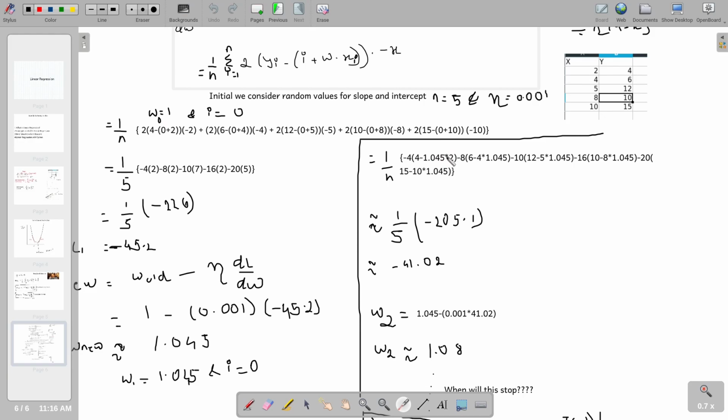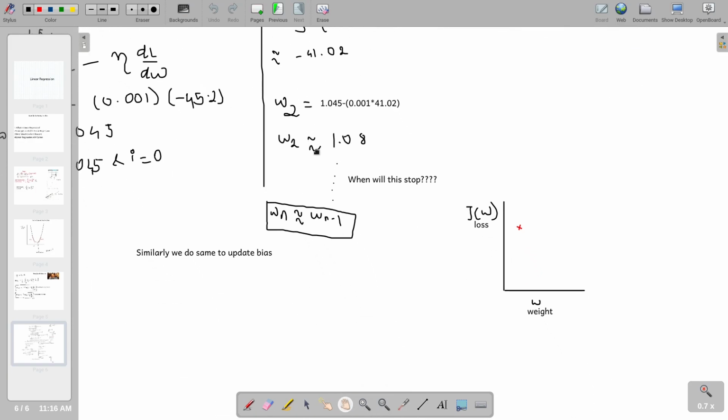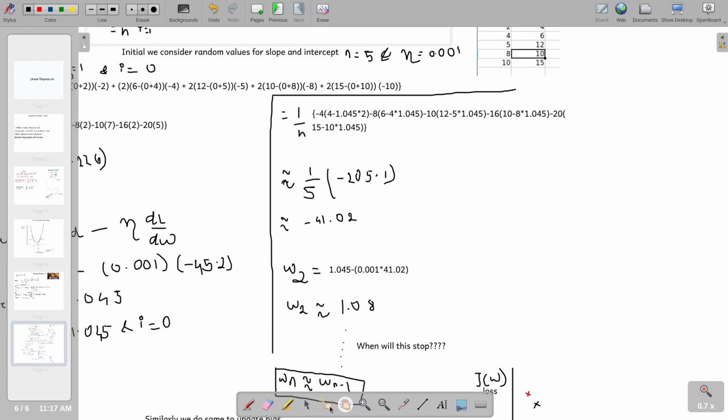It's the same thing I've been doing. If you have understood this, you will understand this too. And now after computing this, I have got the loss as 41.02. I'll just plot it somewhere here, as it is less than 45.2, and also the weight has increased. Now see again, it's also negative. So what we have to do is again increase this weight.